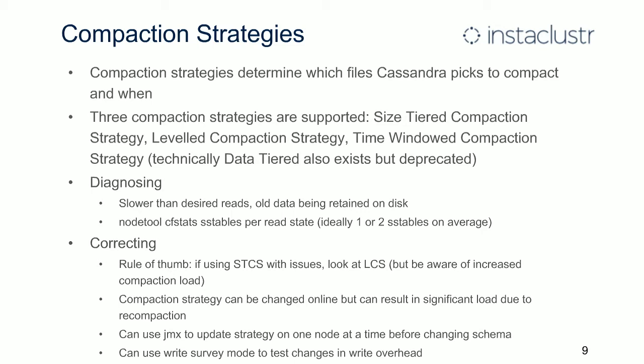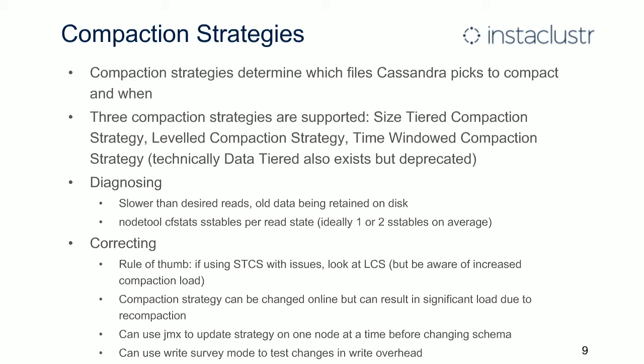So how do you know if you've got your compaction strategy correct? The main issue you will see if your compaction strategy is wrong is slower than desired reads, or that old data is being retained on disk. Particularly if you're using TTL data, you'd like your data to be disappearing from disk more quickly, and it's not. I guess the flip side is that you're spending too much effort compacting, although slower reads is by far the more common issue that people report.